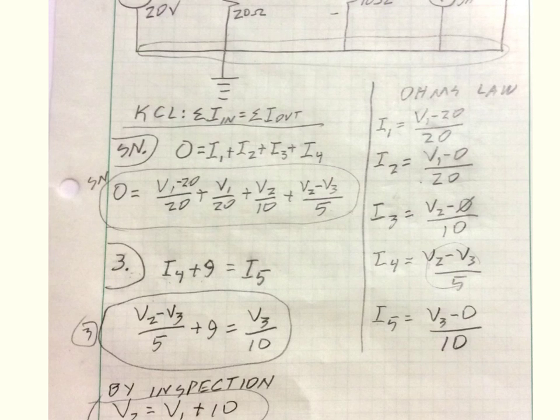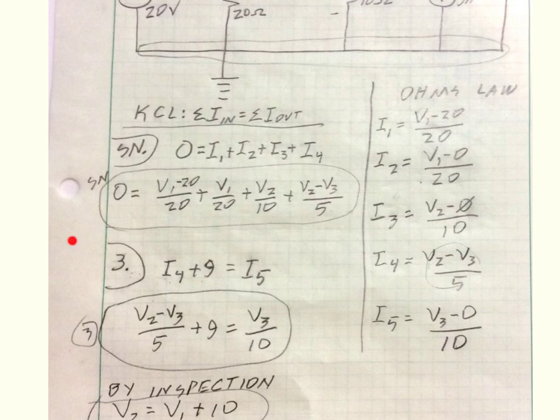I just take those and plug them in over here. I plug in this equation for I1, this one for I2, this one for I3, and here's what we end up with: 0 equals V1 minus 20 over 20, plus V1 over 20, plus V2 over 10, plus V2 minus V3 over 5, just from plugging these equations into those terms. Same thing for node 3. I4 is V2 minus V3 over 5, so I put it right there. 9 is still 9. I5 is V3 minus 0 over 10, so I plug it right there.